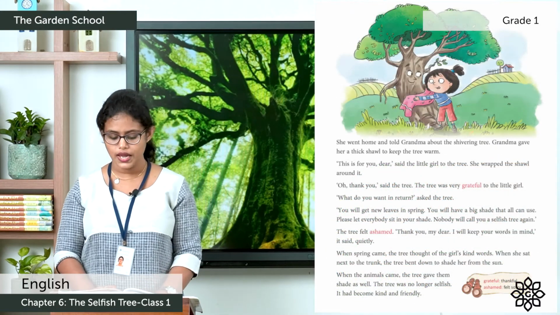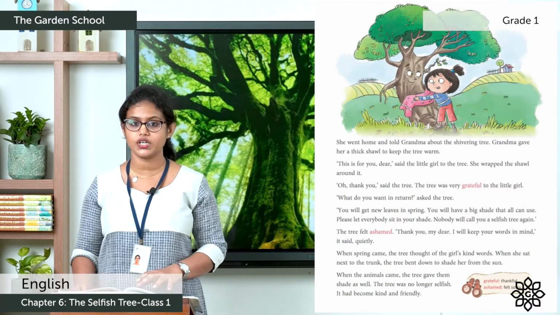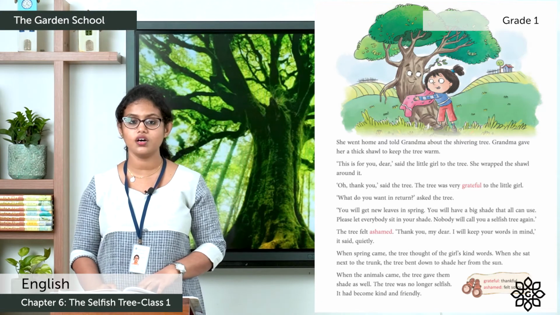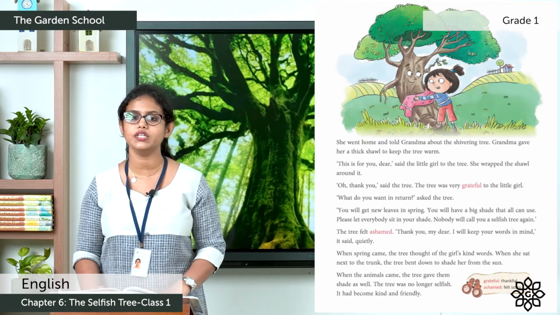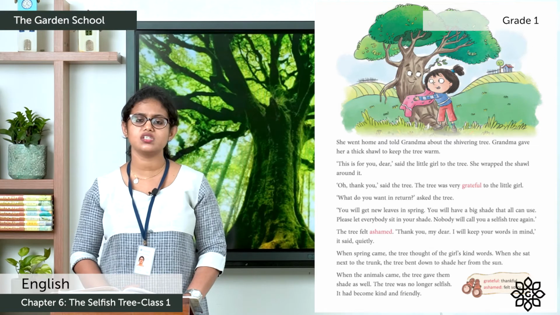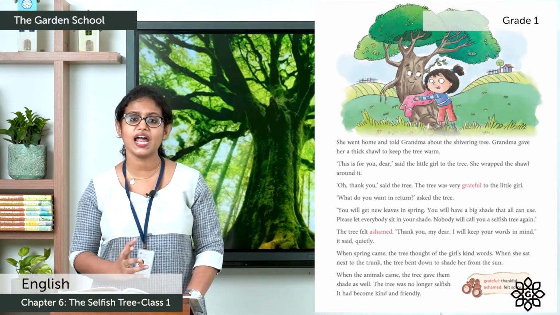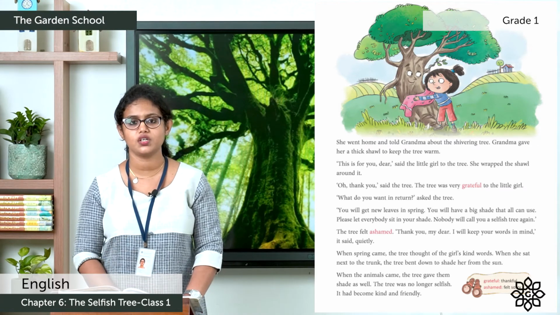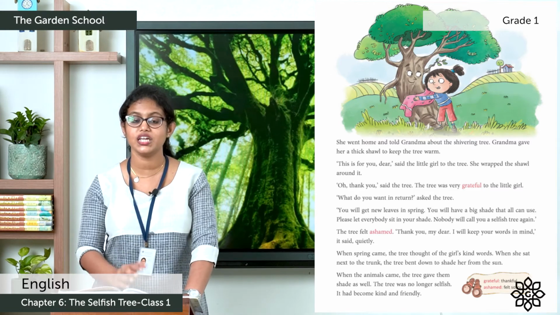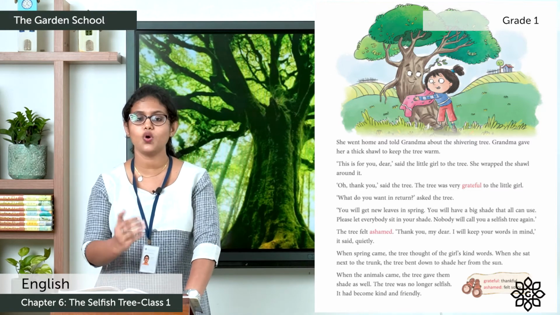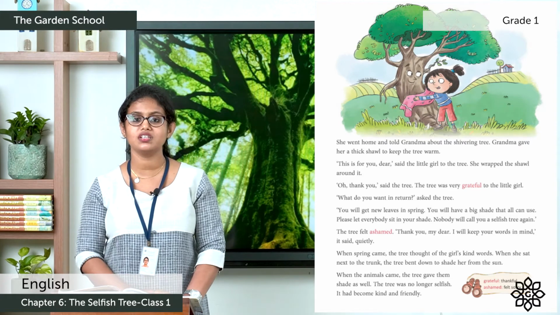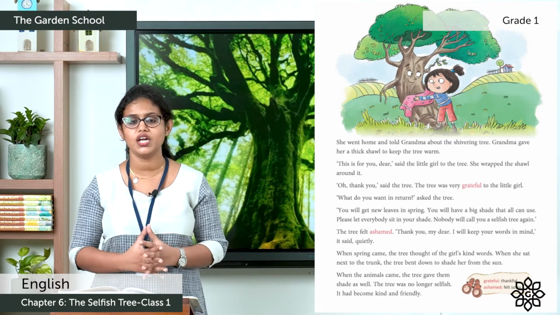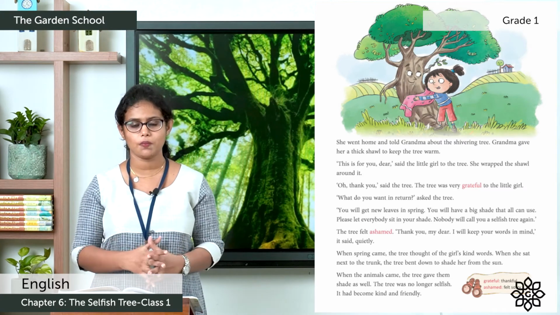She went home and told Grandma about the shivering tree. Grandma gave her a thick shawl to keep the tree warm. So this little girl was very sad to see the tree shivering. So what she did was, she informed her grandmother. So what did her grandmother do? Her grandmother gave her a thick shawl in order to keep the tree warm.